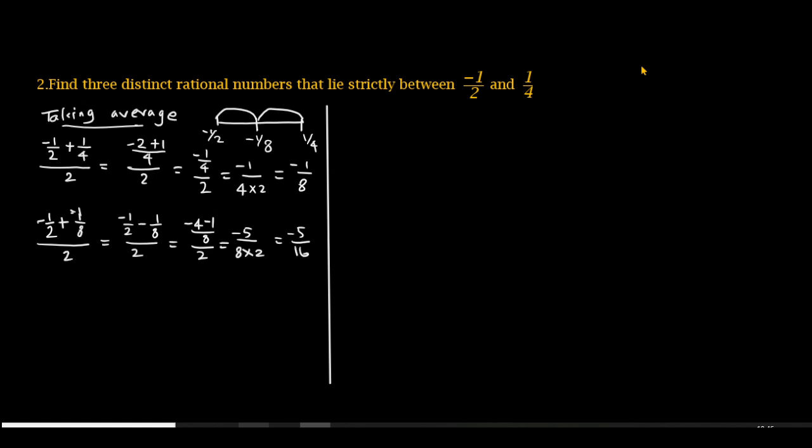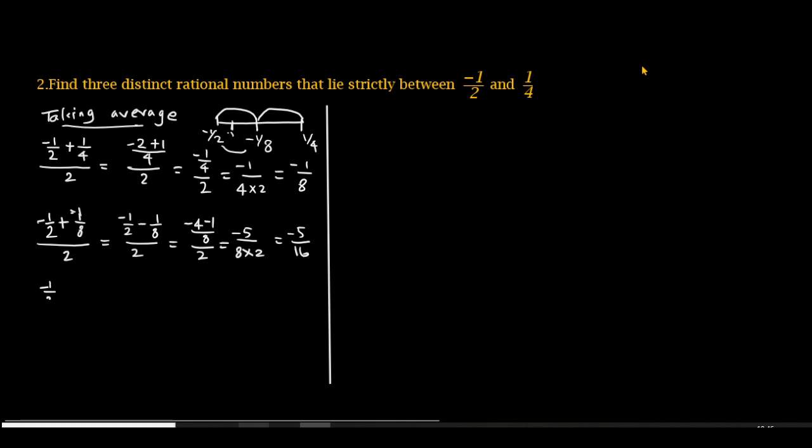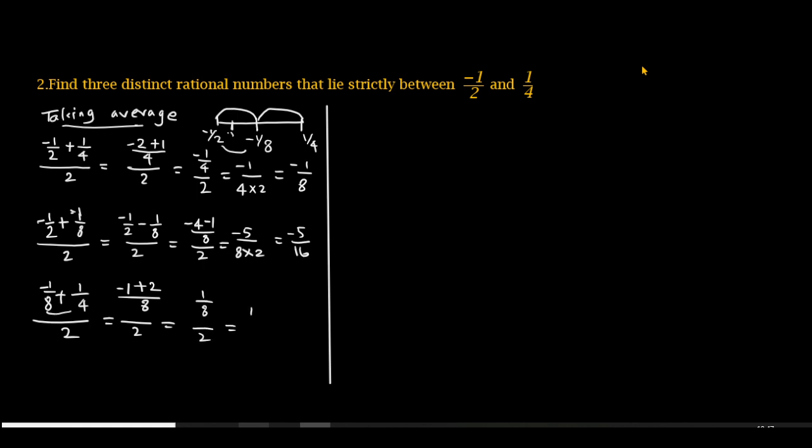This is another number in between these two, exactly in the middle: minus 5 by 16. Now the next two numbers: the average of minus 1 by 8 and 1 by 4, divided by 2. Average of two numbers. Okay, this is clear for you, I think so. Then the LCM here is 8. So 1 plus 2 by 8 divided by 2 is equal to 3 by 8 by 2, which is 3 by 16. Okay, clear? That is what we did.